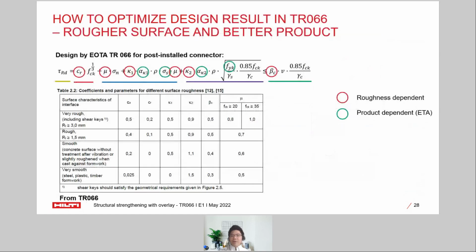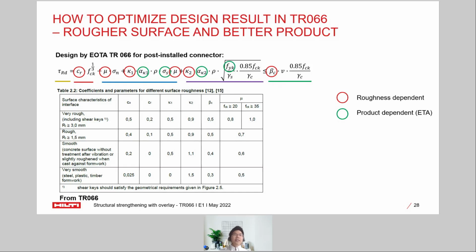The reason we have to understand the roughness is because if we look back into that formula from TR66 for post-installed connectors, when we calculate the shear resistance, the tau value, the factors highlighted in the red circle, divided by TR66, are fully dependent on the roughness of the interface. As you can see, for example, the CR there, the rougher the surface, the better factor it will give. It is the same as the other K factor or the alpha factor.